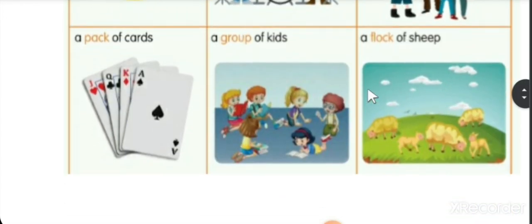Then many cards are together, so the whole packet of cards is called a pack of cards. When many children are studying or playing together, reading or studying, many kids are there, so we call it a group of kids. When sheep are grazing together, many sheep are there, so we call it a flock of sheep.